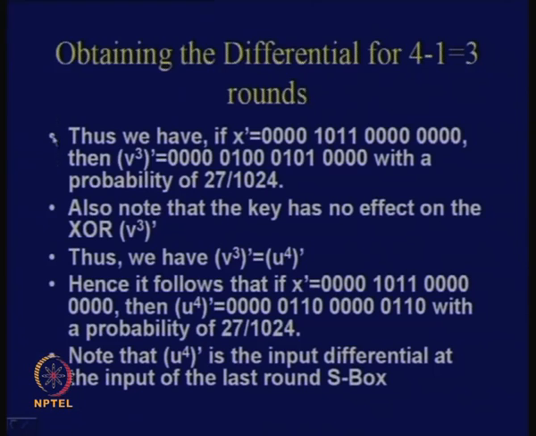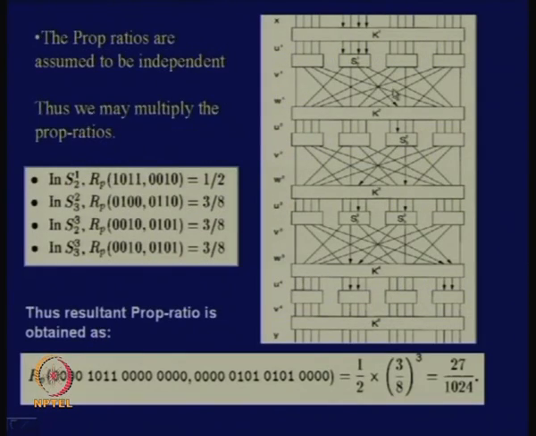So now what we do is that we obtain the differential of a 3-round approximation of the cipher, right. Is this part clear to us till this part?